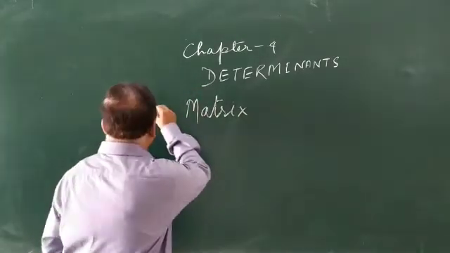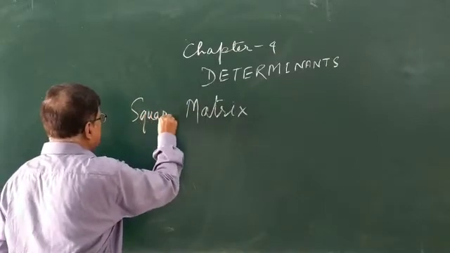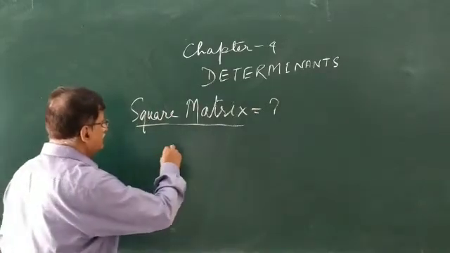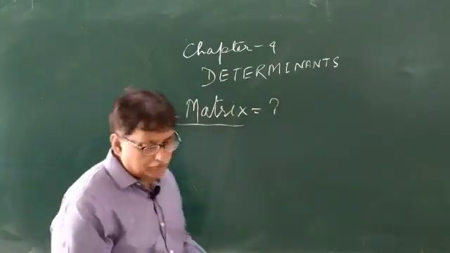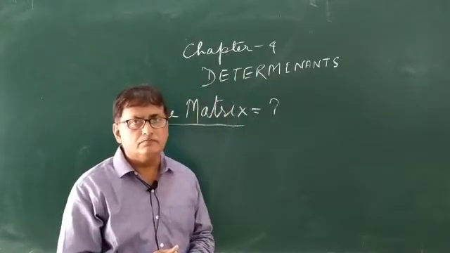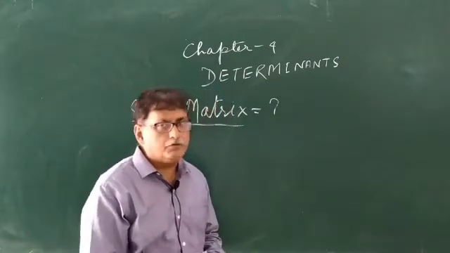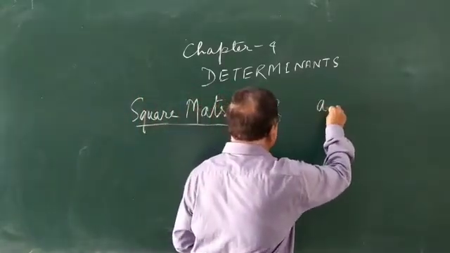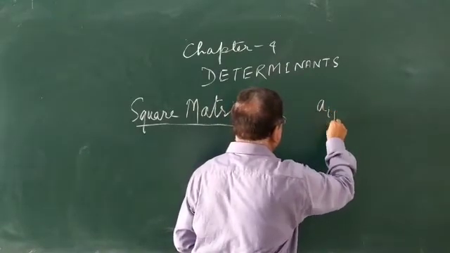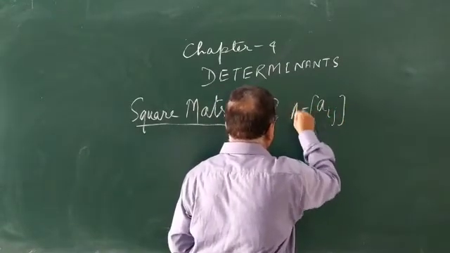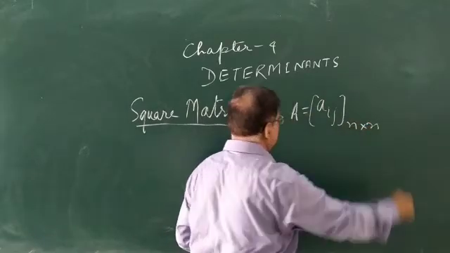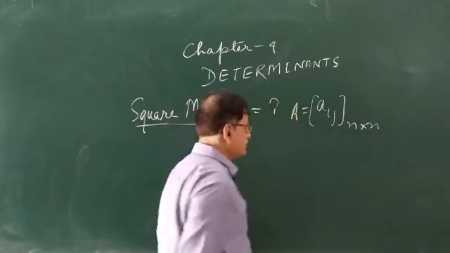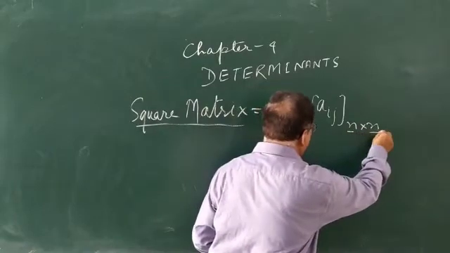So what is square matrix? That is very important. Square matrix means whose number of rows and columns are the same, means number of rows and columns both are same. So that type of matrix is called square matrix, and it can be written of order n by n. So the value of i should be n, and the value of j is also n. N rows and n columns.